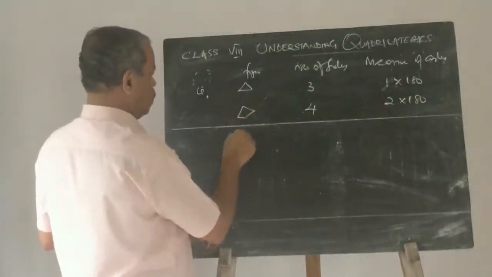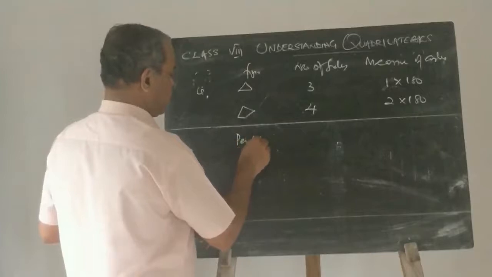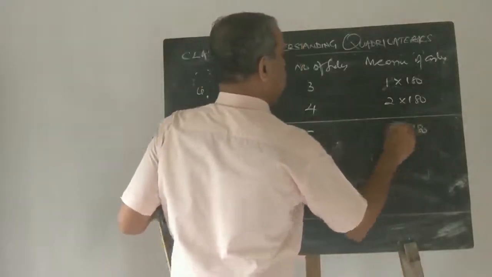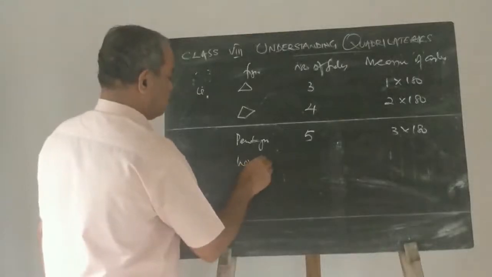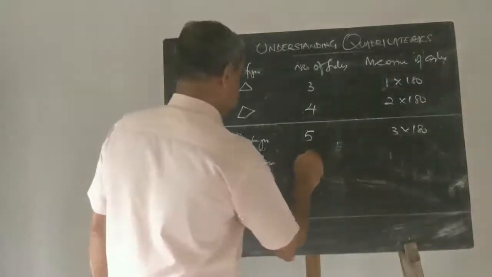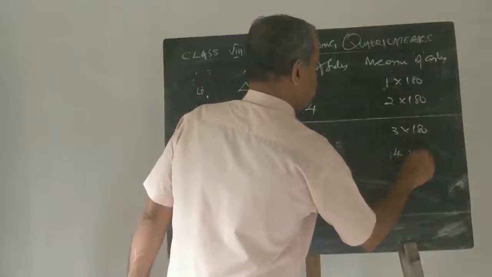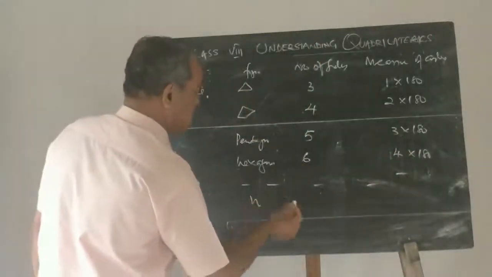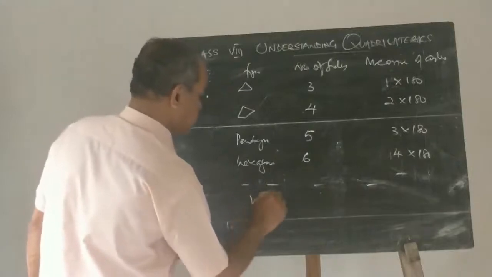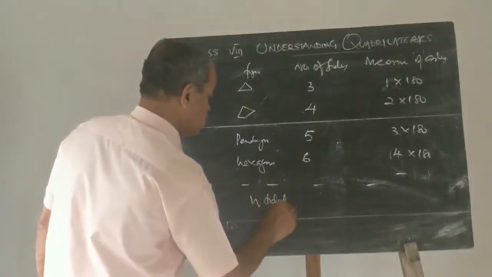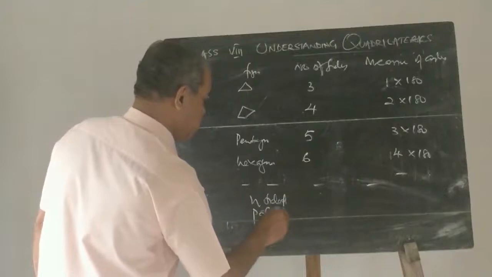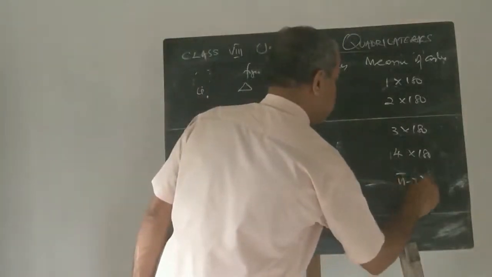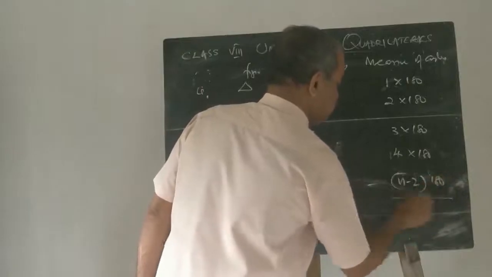Figure: Pentagon, 5 sides, 3 into 180. Hexagon, 6 sides, 4 into 180. For an n-sided polygon, where n is the number of sides, the sum of the interior angles is n minus 2 into 180.